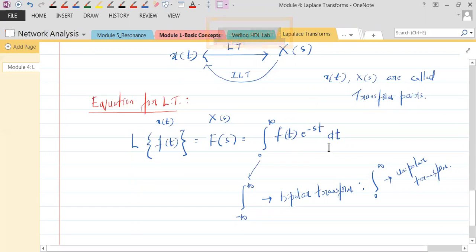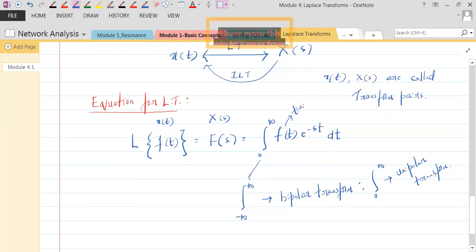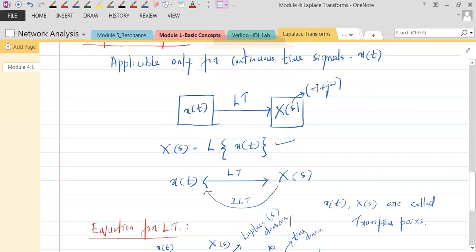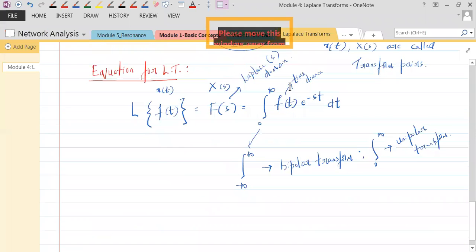Now we shall see what types of f of t we can consider here. F of t, as I told you, is in the time domain. This is in the Laplace domain, or s domain. We can say frequency domain, but sometimes they don't want to call it frequency domain because frequency is not directly there. Frequency is hidden like this in complex form. So that's why it is better we refer to it as the Laplace domain. Everybody is okay with that?